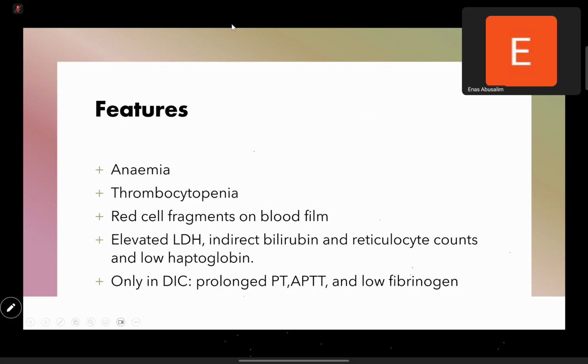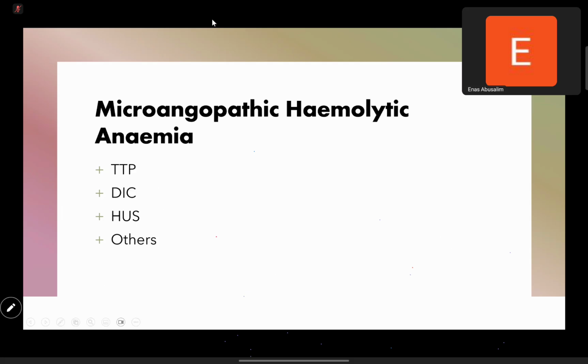Now, give me a moment, just because this is very important and life-saving, I need to ask you guys about it. Does anyone know what ADAMTS13 is and why it exists in our body?